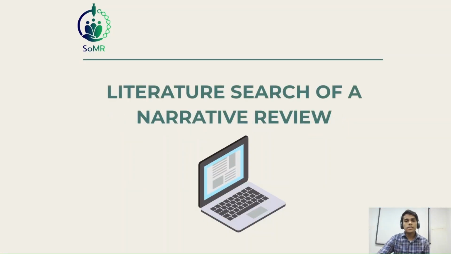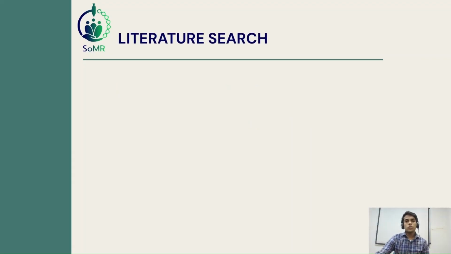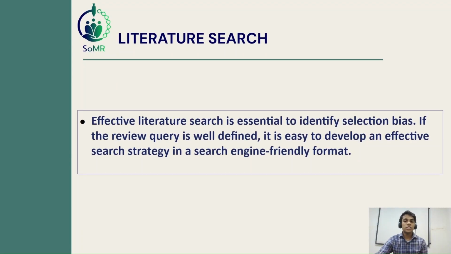Today we shall be discussing how to do a literature search when we are writing a narrative review. So anyone having an interest in research will have to develop the habit of reading research articles, research papers, to have an insight into what's coming new and where there's a gap to fill and step up for that purpose. So literature search, as we talk about, effective literature search is essential to identifying selection bias.